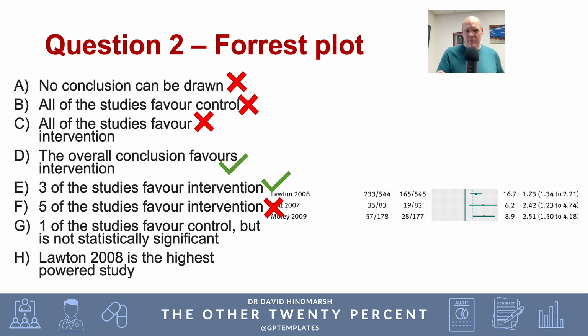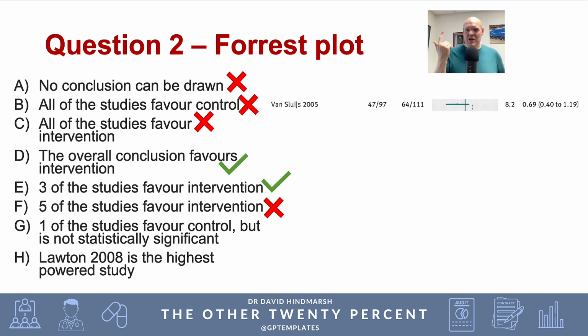Quite a different spin on things. So let's look at the top study, and actually that favours control because it's on the left-hand side, but it's not statistically significant because it's touching that no effect line. So that's correct as well.